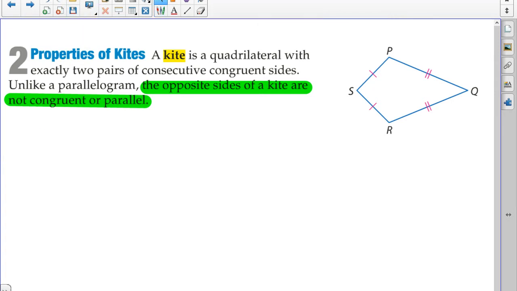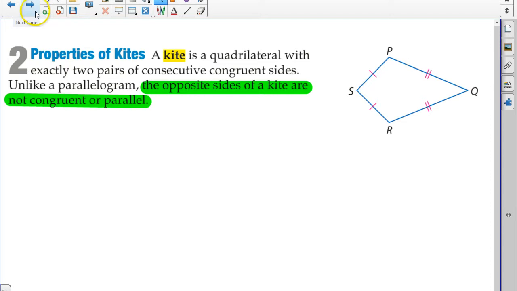So, our old textbook actually used to define it as a quadrilateral with two pairs of congruent sides where opposite sides are not congruent. Our new textbook goes with exactly two pairs of consecutive sides. So PS, SR consecutive, PQ, QR consecutive, those are congruent. To be honest, I'll take either one and I'll probably use both in class, so I apologize. It's kind of hard to break old habits.